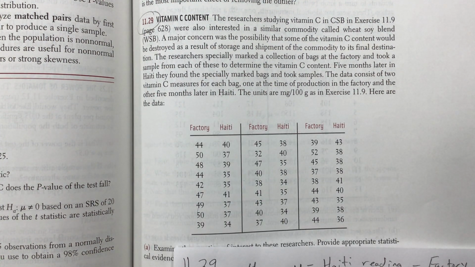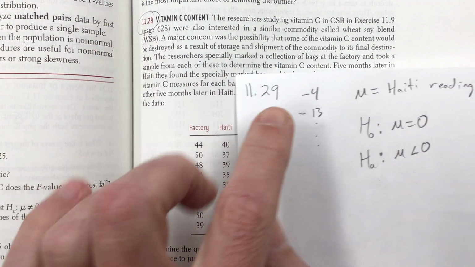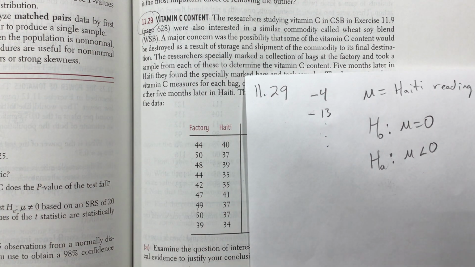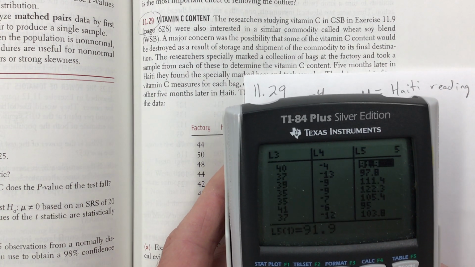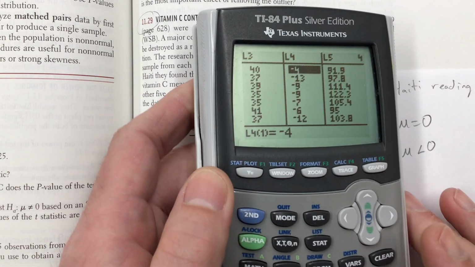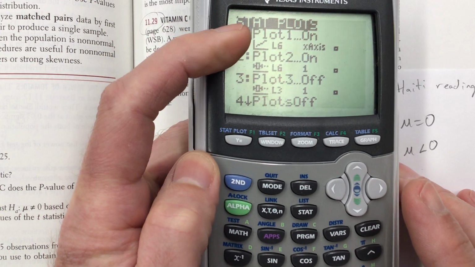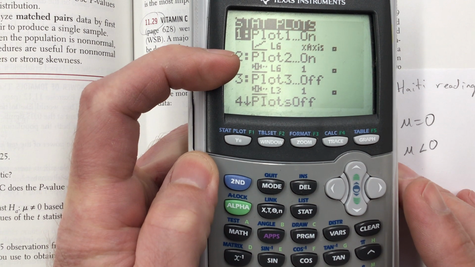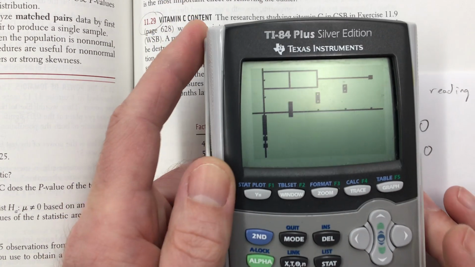All right, so now we're going to run our test. So our checks. Does it say anything about normality? No, it doesn't say anything about normality. So I need to go ahead and find all of these differences and take a look at a graph. Okay, so I already entered this in some of my lists. Oh, here we are. List 4, I have those differences. So I'm going to graph that. And I like to do 2 different graphs. So I'm going to graph a normal probability plot, and I'm also going to graph a modified box plot looking for outliers, right? So let's do that.